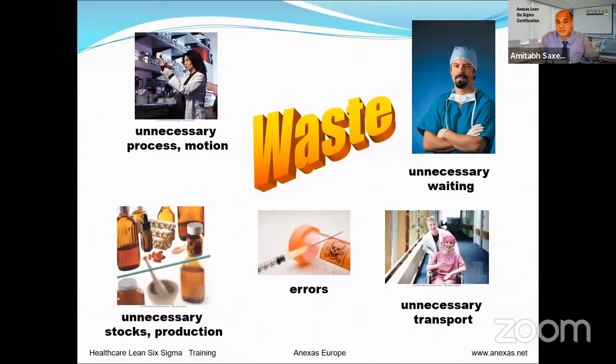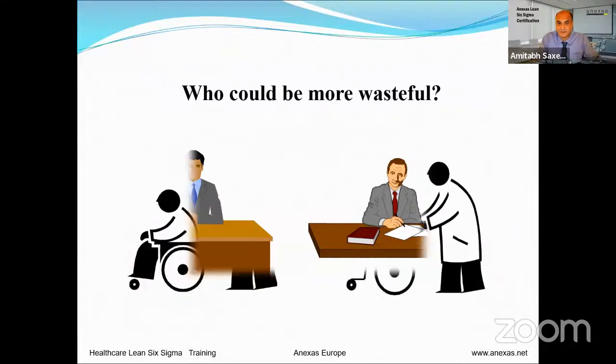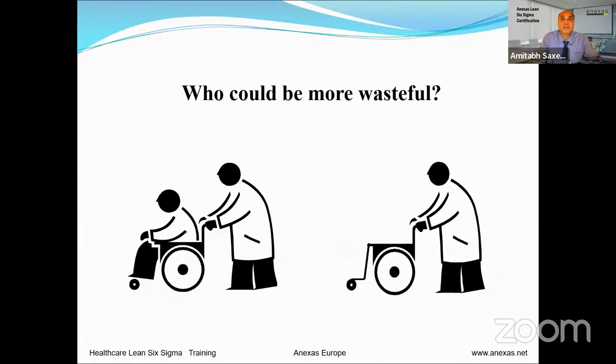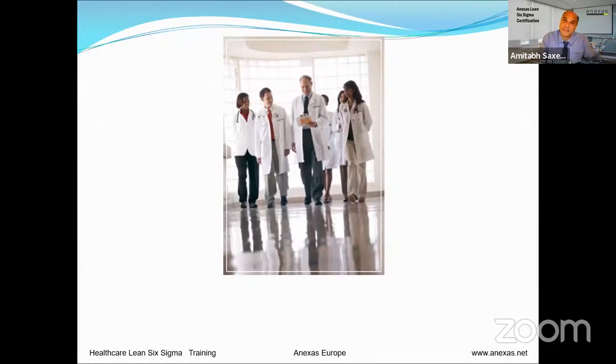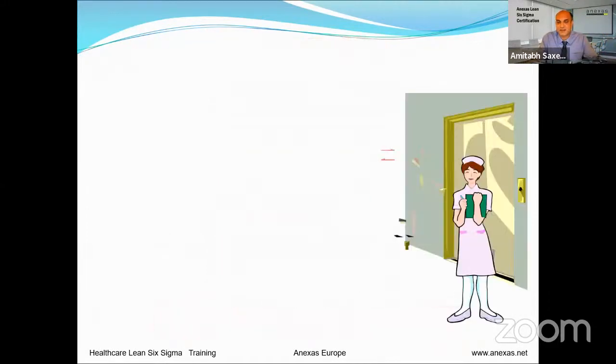So these are some of the examples: unnecessary process, motion, unnecessary waiting, unnecessary transportation, errors, unnecessary stocks in production. A person who's underutilized is a waste. A person who's overutilized is a waste. An equipment which is underutilized is a waste. An equipment which is overutilized is a waste. Cost of a 5-minute MD walk is a waste.